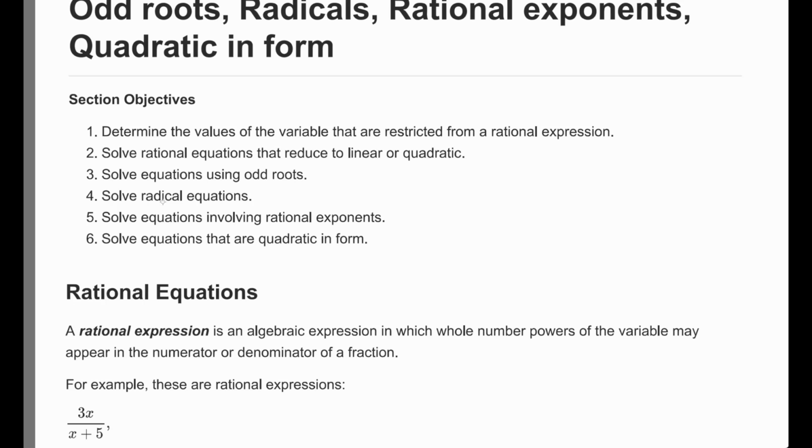The second one says solve rational equations that reduce to linear or quadratic. So we're going to introduce the idea of what a rational equation is. In this case, for this class, they're always going to reduce to linear or quadratic. We're not going to go above that just because it's kind of unnecessary. It's more than we actually need for this class. Then we're going to solve equations using odd roots. We're going to solve radical equations, which are different than rational equations. We're going to solve equations involving rational exponents, which are different than rational equations as well, but it's the same kind of idea of what a rational is. And then the sixth one is solve equations that are quadratic in form.